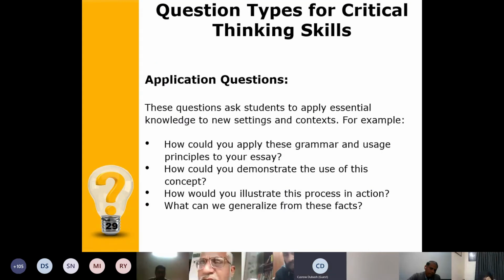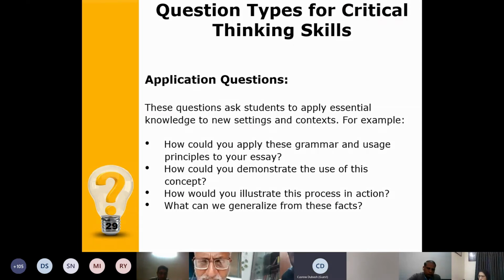Question types for critical thinking. Application questions. Again, as I said, higher order. अब आपने पढ़ाया, बच्चों ने understand भी किया, समझ में भी आ गया. Now you want them to apply. Apply what they know.